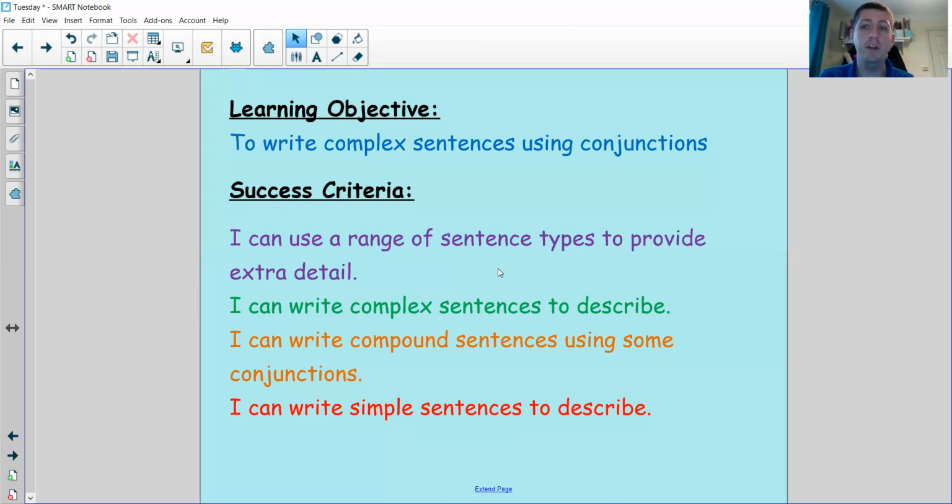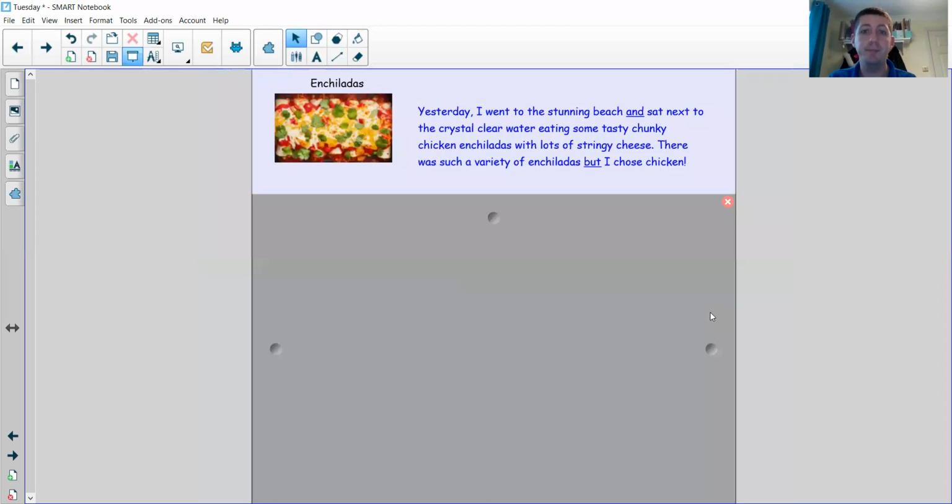So we don't just want all of our sentences to be the same. We don't want them all to be complex or all to be simple, all to be compound. We would like a mixture. So we need to be able to do all of those things to be able to make a mixture of sentences. Simple and compound sentences tend to be easier, but complex sentences can be created quite easily, and I'm going to show you how in the next slide.